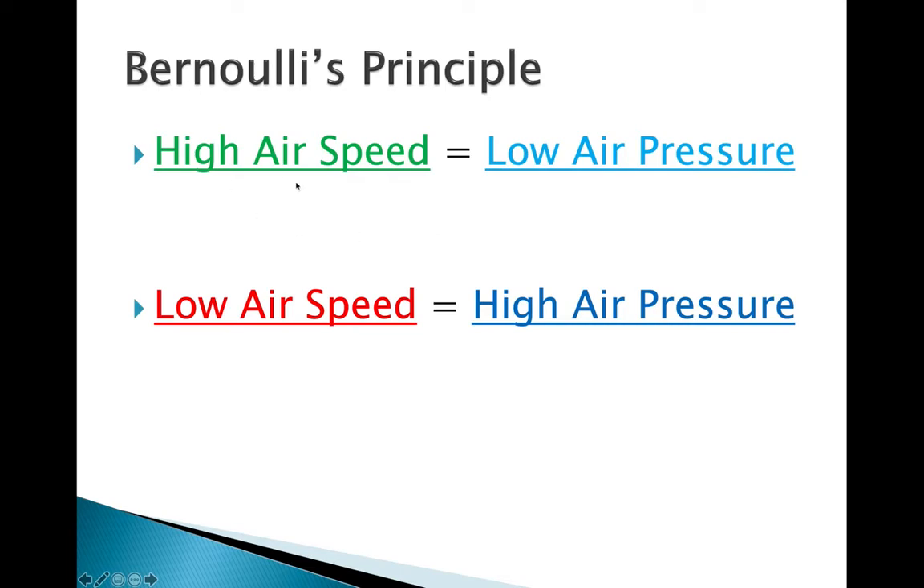High airspeed equals low air pressure. So the higher the speed, the higher the velocity, the lower the pressure. And then low airspeed, so if it's traveling slowly, is high air pressure or high fluid pressure.